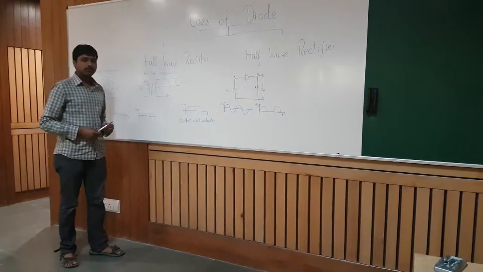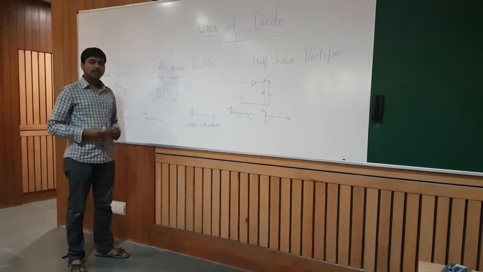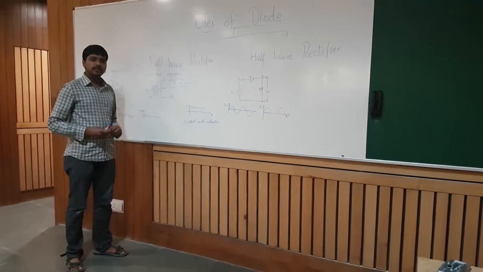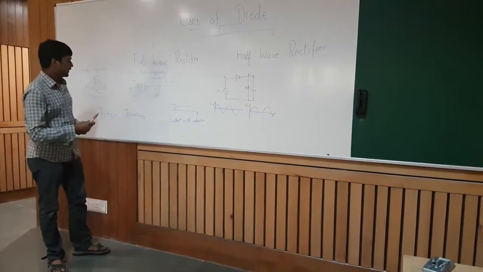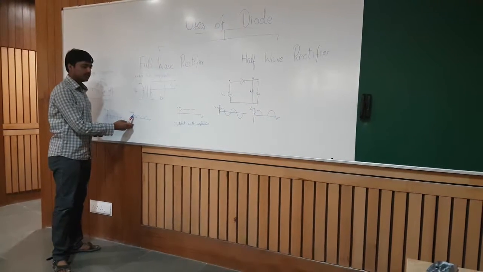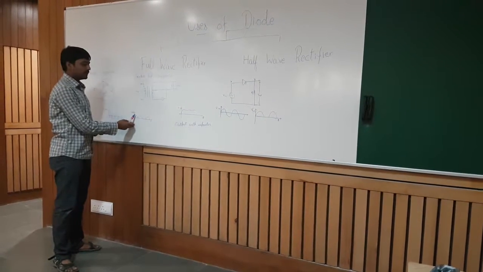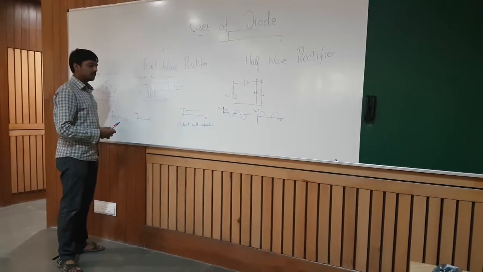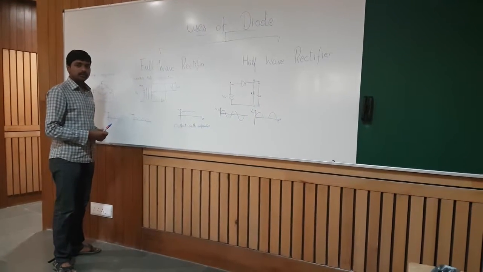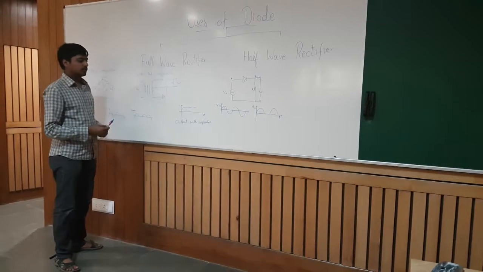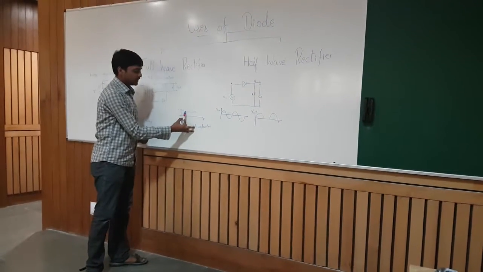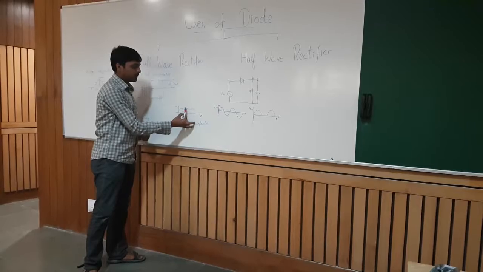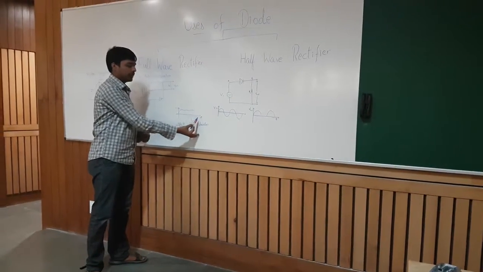To get a DC output, we use a capacitor in parallel with the resistor. In the first cycle, the capacitor first gets charged, and since the frequency of the AC source is much higher, the capacitor does not have enough time to get discharged. So it discharges a little bit and then again charges, and the output is like this.